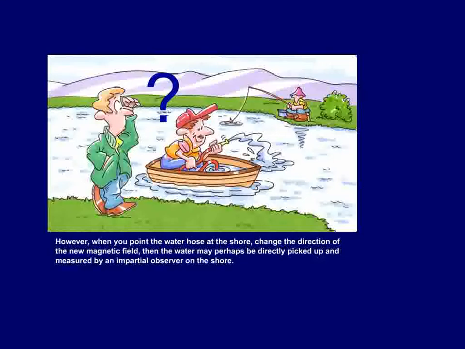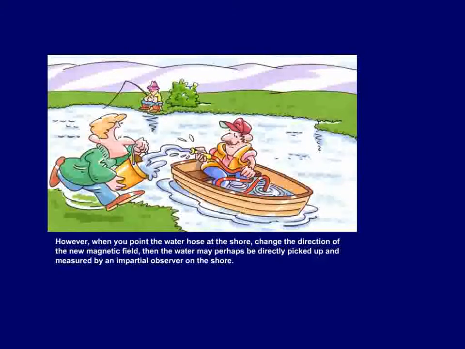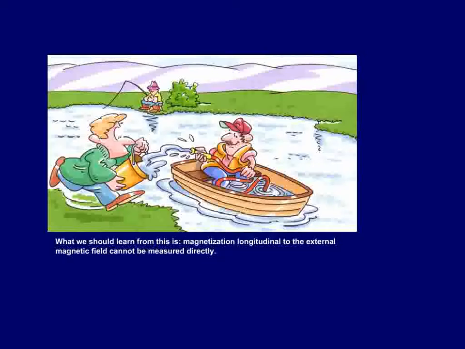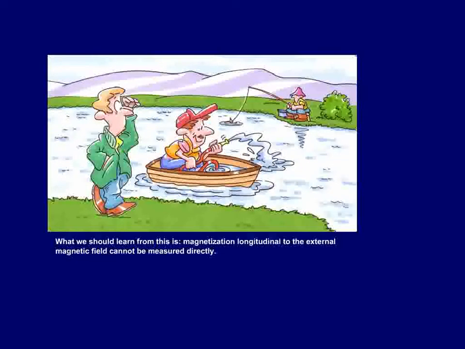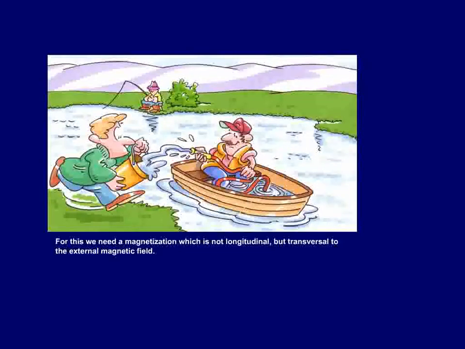However, when you point the water hose at the shore, change the direction of the new magnetic field, then the water may be directly picked up and measured by an impartial observer on the shore. What we should learn from this is, magnetization longitudinal to the external magnetic field cannot be measured directly. For this, we need a magnetization which is not longitudinal, but transversal to the external magnetic field.